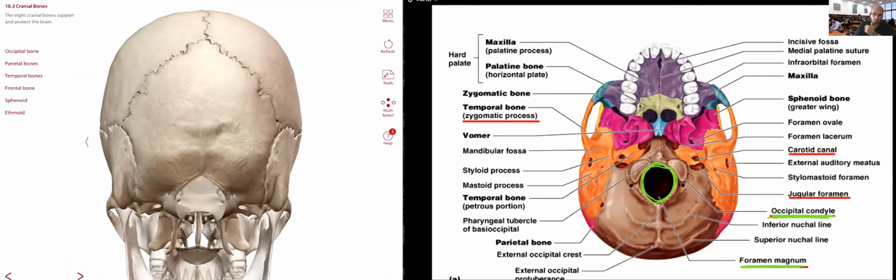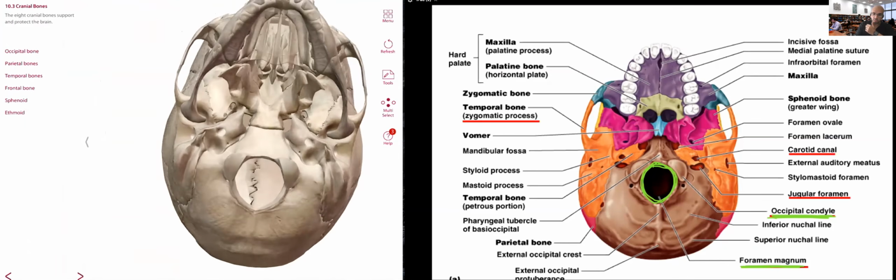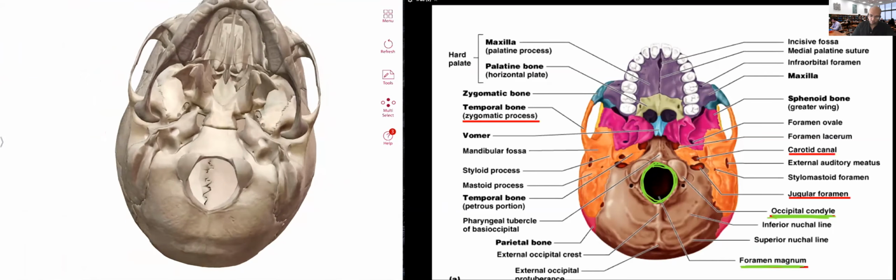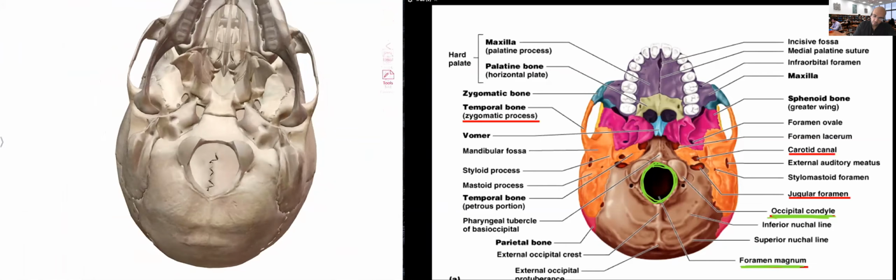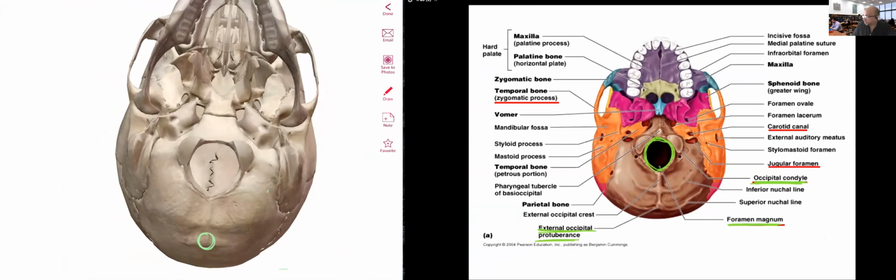So again, what are the important markings that we're looking at here in the occipital bone? We first looked at this protruding eminence in the back of the skull. This is my external occipital protuberance. We've seen this large hole that will be connecting my brain to the spinal cord. This is my foramen magnum.